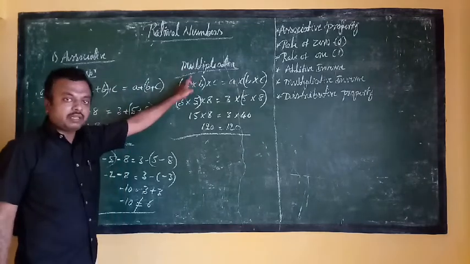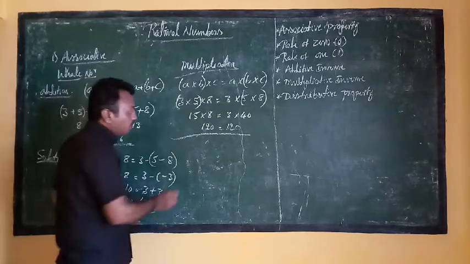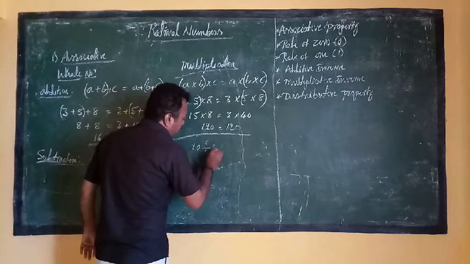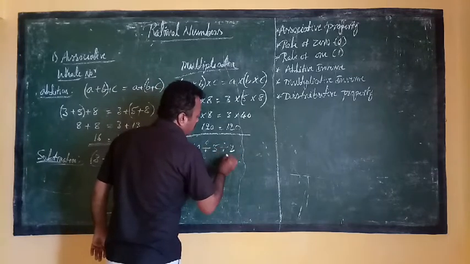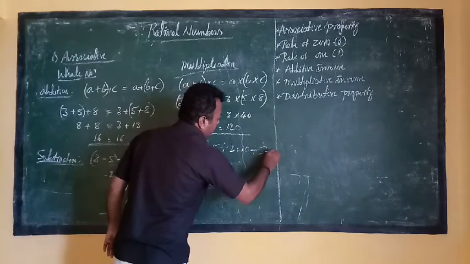Addition and multiplication are satisfied. Subtraction is not satisfied. Division is also not satisfied. See students, 10 divided by 5 divided by 2 is equal to 10 divided by 5 divided by 2 grouped differently.